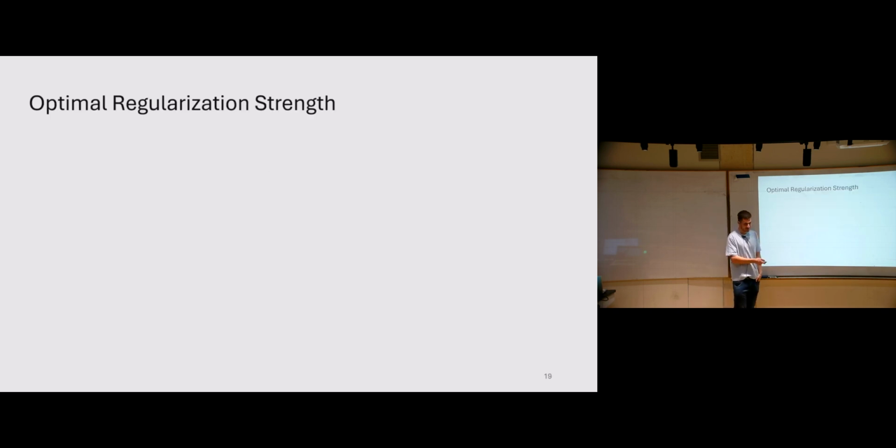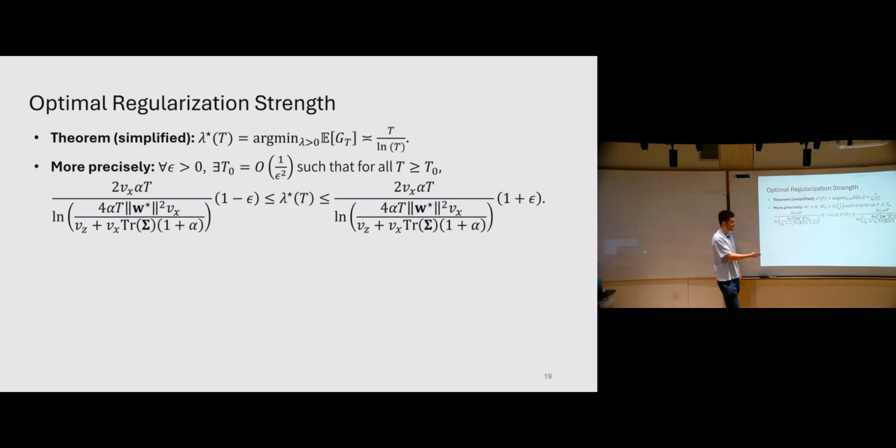So back to our main question: what is the optimal regularization strength? We find that it scales as t over lambda t, for all regularization strengths that are greater than 0. Or more specifically, for all epsilon greater than 0, there exists some threshold, which is asymptotically O of 1 over epsilon squared, such that for all t greater than the threshold, lambda star is some scalar up to epsilon accuracy. Back to your question of the problem parameters.